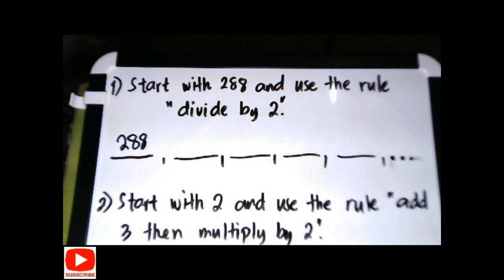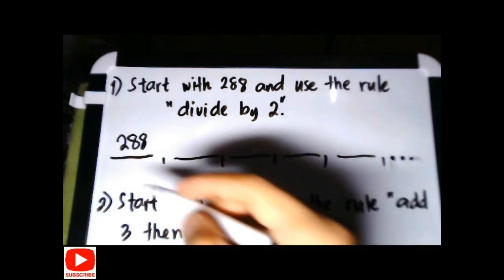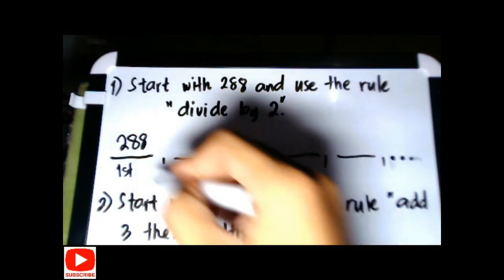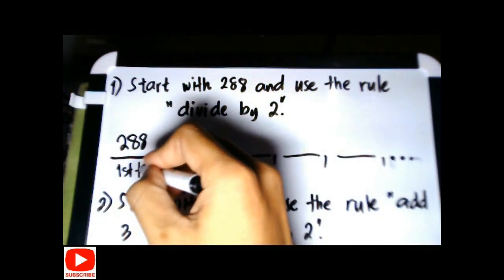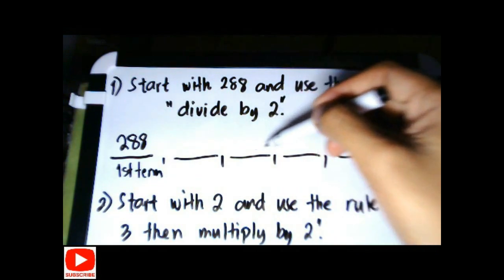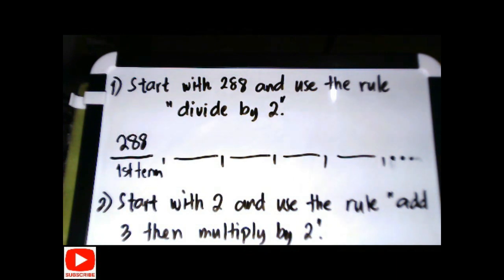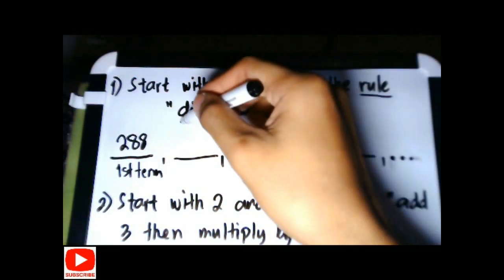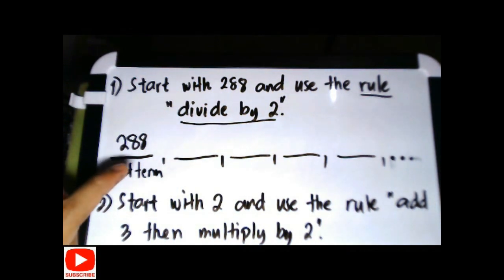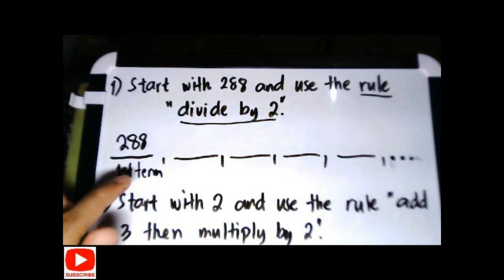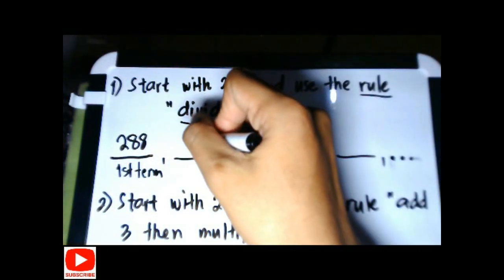Okay, this time let's try generating patterns. Let's start with number 1. Start with 288 and use the rule divide by 2. Here, the first term is 288. Again, the numbers in each sequence are called terms. So the first term is 288. Since the rule is divide by 2, we will divide 288 by 2, and that is equal to 144.